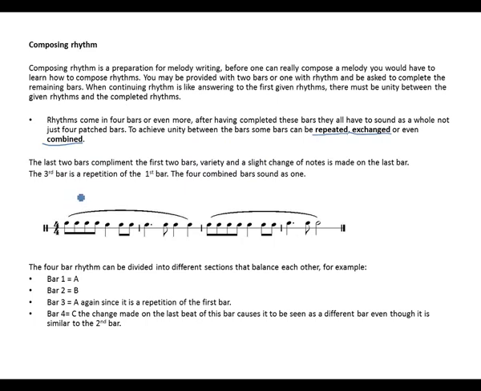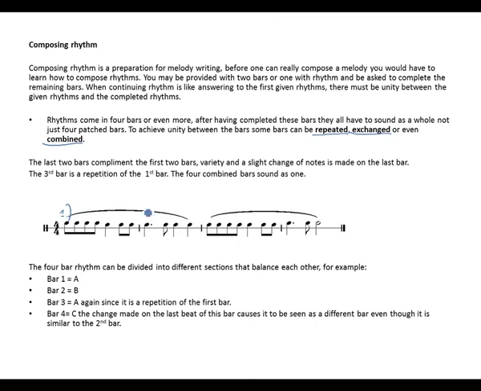In the following example, the last two bars complement the first two bars. Variety and a slight change of notes is made on the last bar. The third bar is a repetition of the first bar. The four combined bars sound as one. Let's take a look at how that works out.